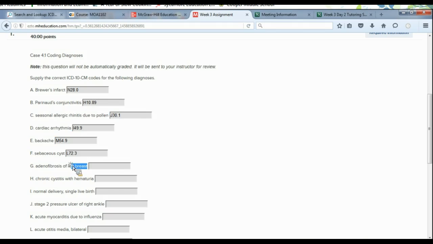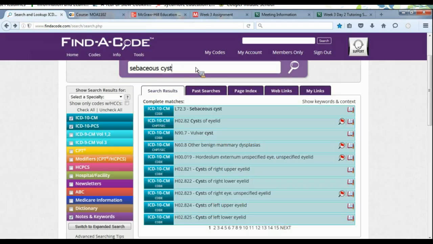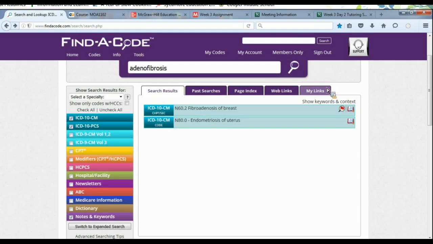So in this case, again, I'm going to type in adenofibrosis, okay? We'll worry about the details or what side after we locate the actual section. So let's type in adenofibrosis. Okay, so we have 2 options here. We have fibroadenosis of breast and endometriosis of uterus. So we know it's definitely not endometriosis of uterus. So let's click on fibroadenosis of breast.